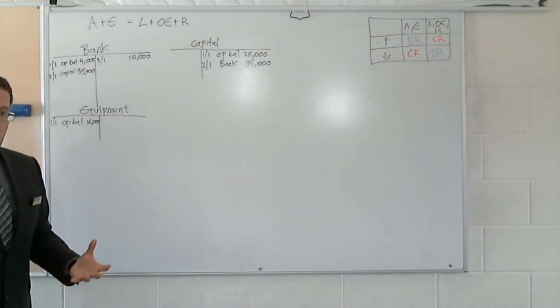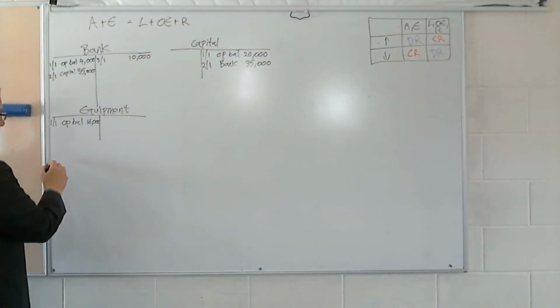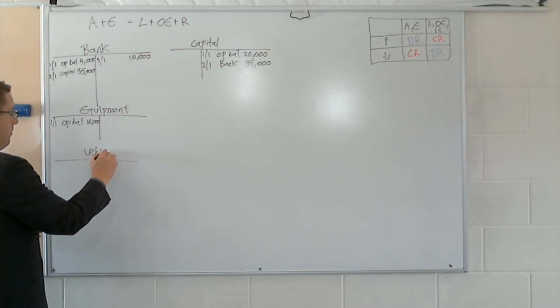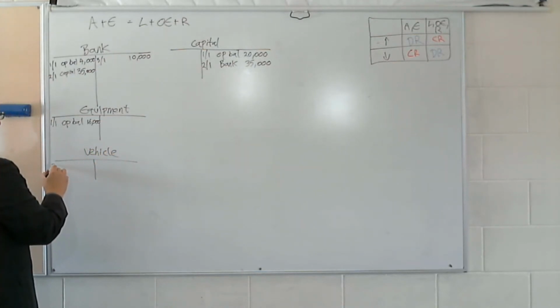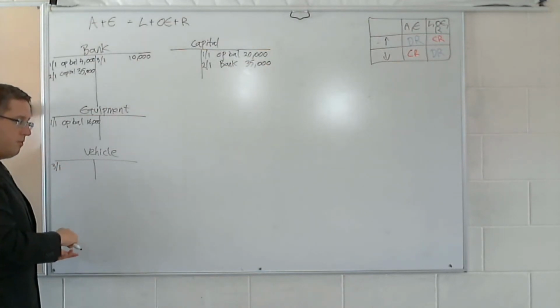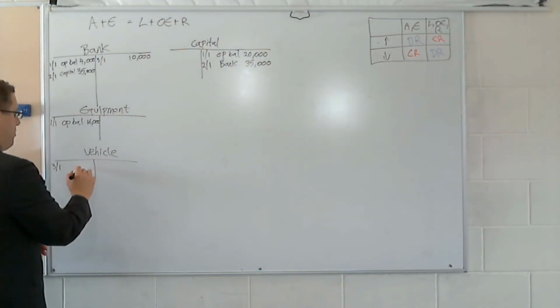Now, vehicle is also affected, so we need to record that we now have a vehicle. So, vehicle has gone up. We didn't have one before, so now we do. $10,000.